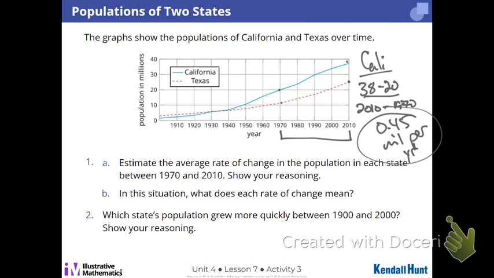So California's population in that interval, and kind of, guys, what I did, I kind of found the slope of that line I just drew on there, right? Yeah.